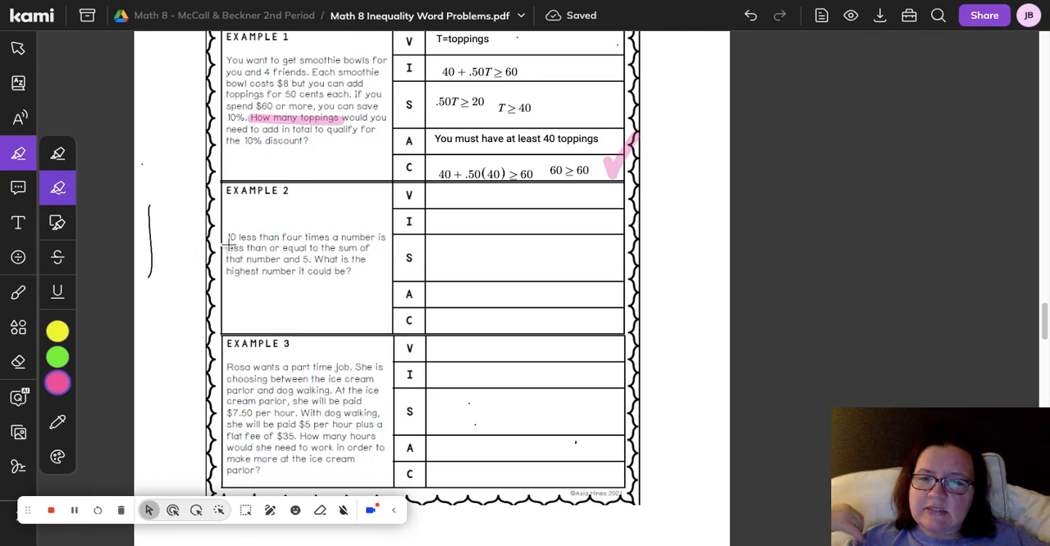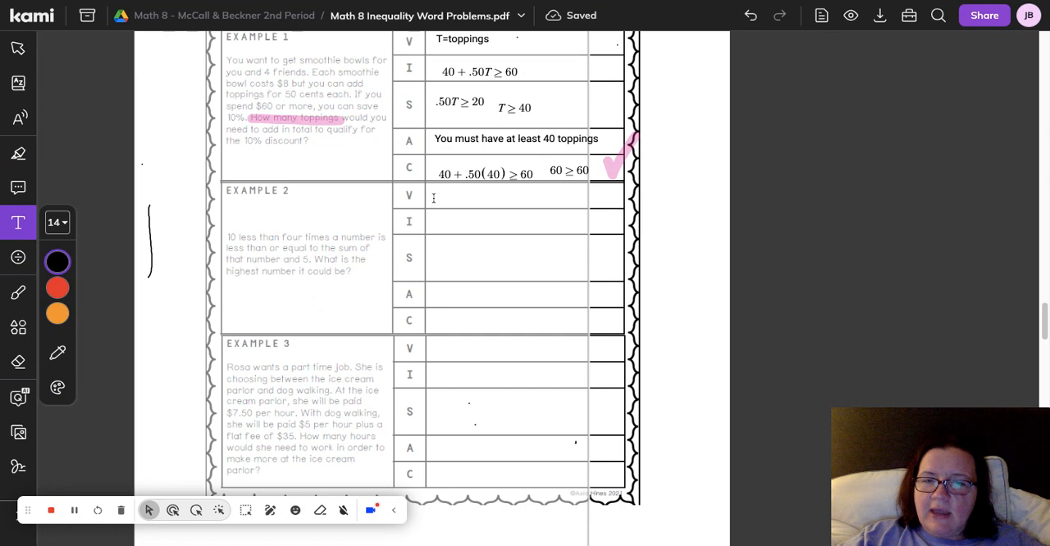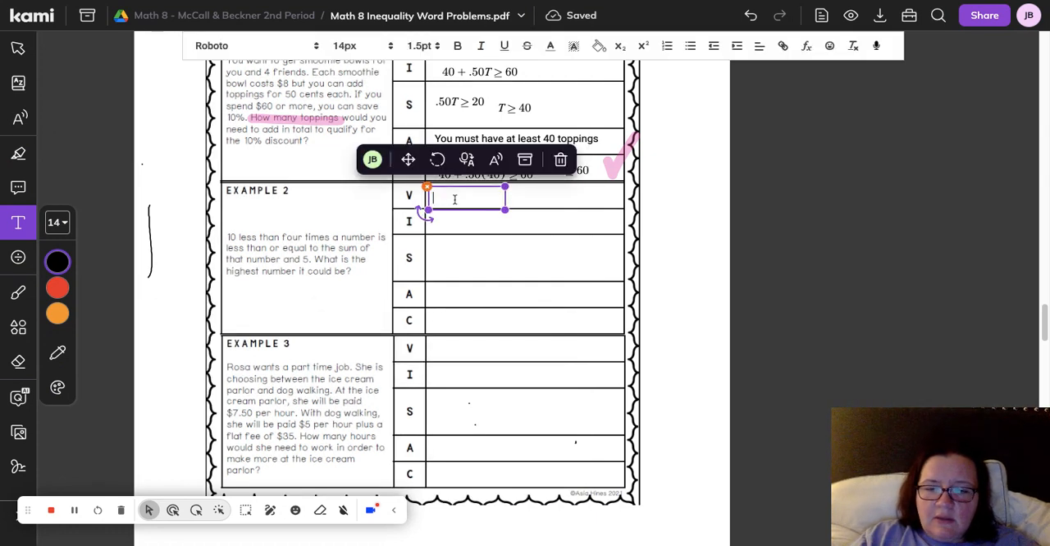So the question says 10 less than 4 times a number is less than or equal to the sum of that number and 5. Right, so we've got two sides to our inequality, but the first thing we want to know is what is our variable. The question is asking what is the highest number it could be. So we're going to define our variable as h equals highest number.